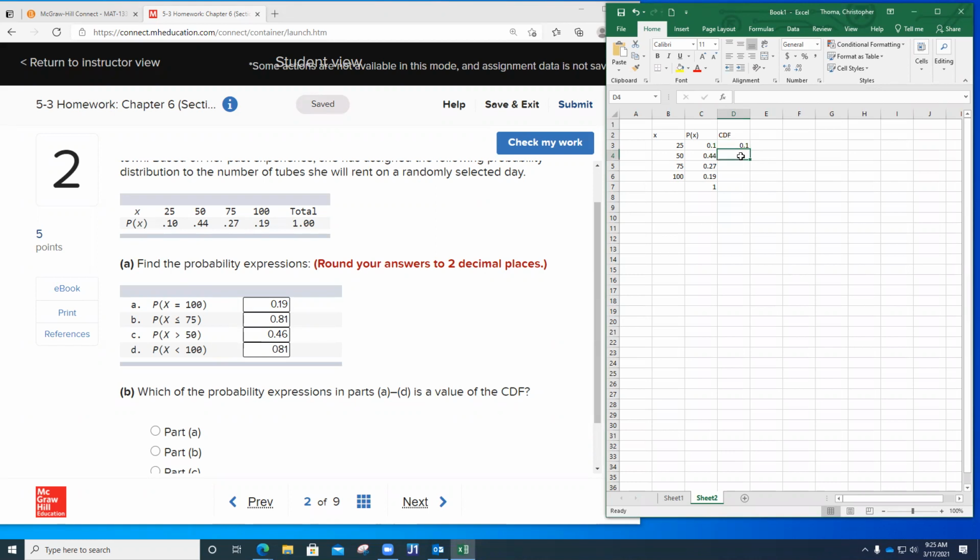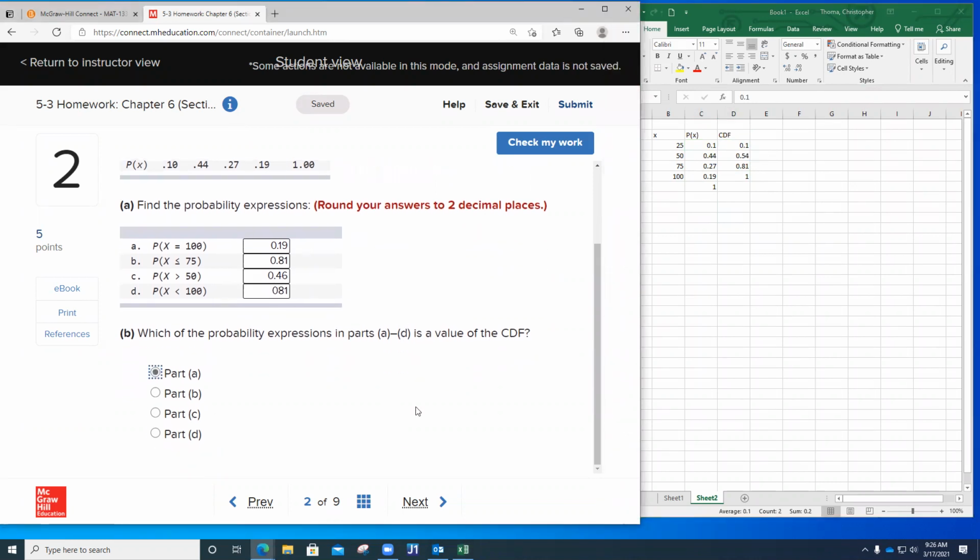And now what you do is you take the previous value and you add it to the current PDF value. So CDF, cumulative distribution function, just means to add. So again, take the previous CDF value, add it to the current PDF value, and then do it one more time. And if you do everything correctly, your CDF will also end in 1. So the only number that's the same in both the PDF and the CDF is the starting value. So that would be the answer in part A.